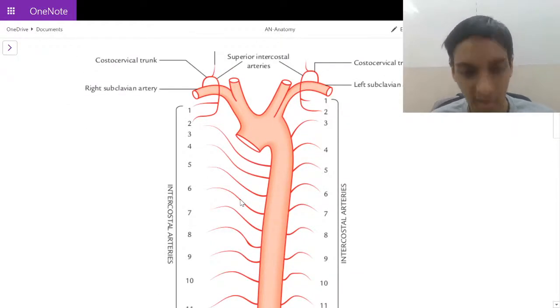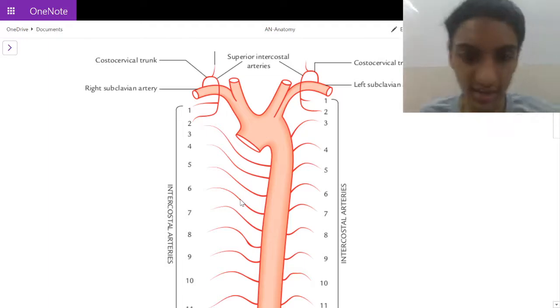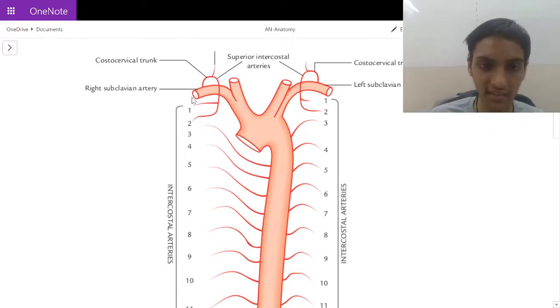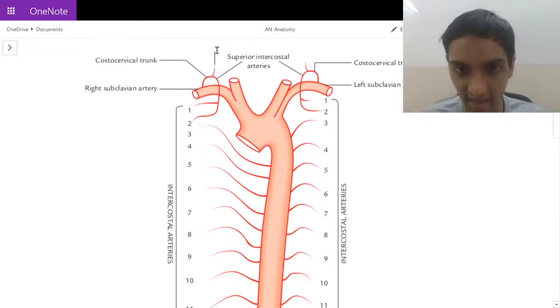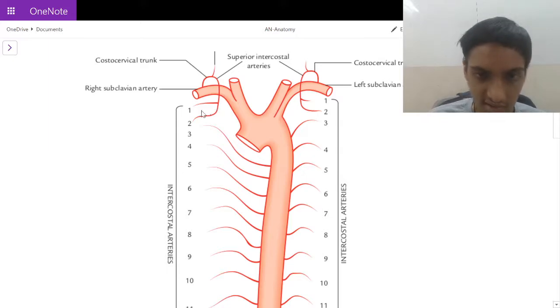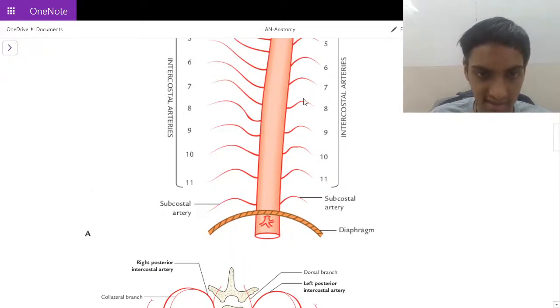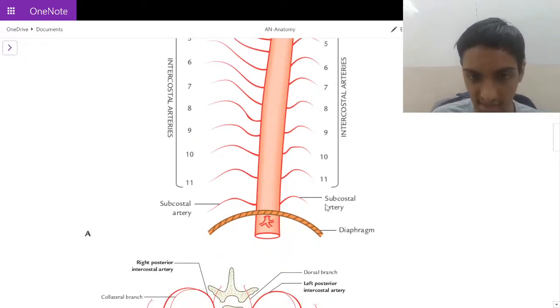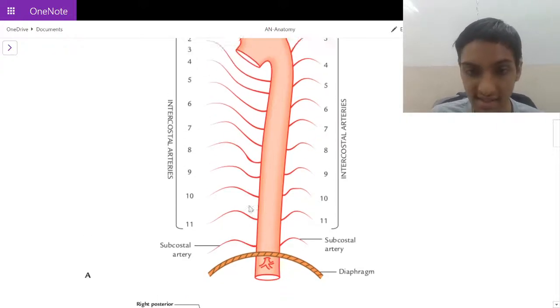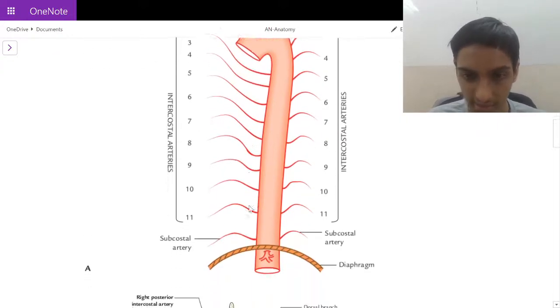Now the artery. If we see the typical intercostal artery, here we have the subclavian artery. This is the common carotid. We have the costocervical trunk and then the superior intercostal arteries. So total 11 sets are there. So 1 and 2 come from here, then straight away 3 to 11. And then here we have the subcostal artery, diaphragm and celiac trunk below. These are all the parts.